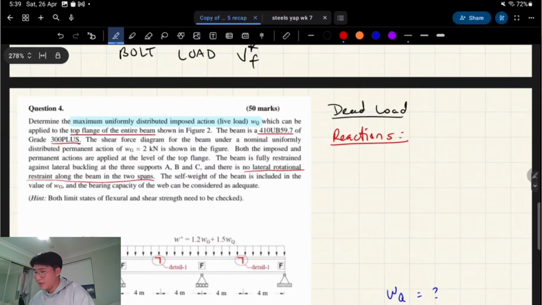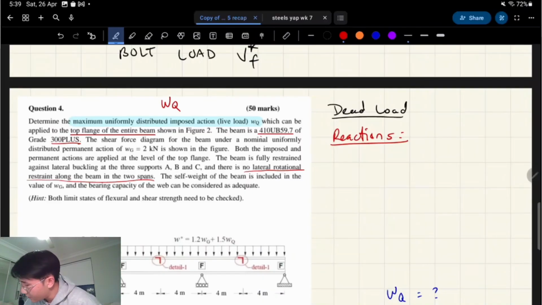So I'll read the text. Determine the max uniformly distributed imposed action, which is WQ, which can be applied to the top flange of the entire beam, as shown in the figure. The beam is a 410 UB, so they tell us the beam, we don't have to do any initial sizing, with grade 300 plus. The shear force diagram for the beam under a nominally uniformly distributed permanent action of WG equals 2 is shown in the figure. So this is where I got it wrong. I misread that sentence.